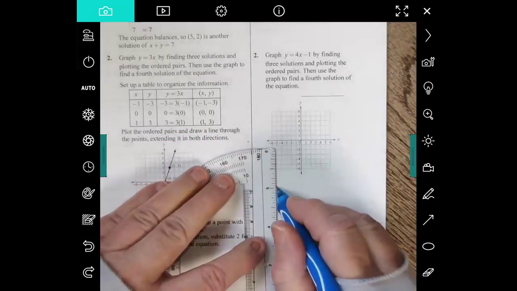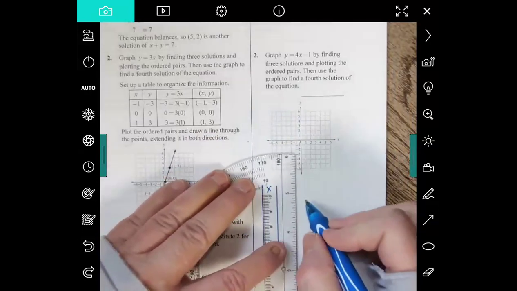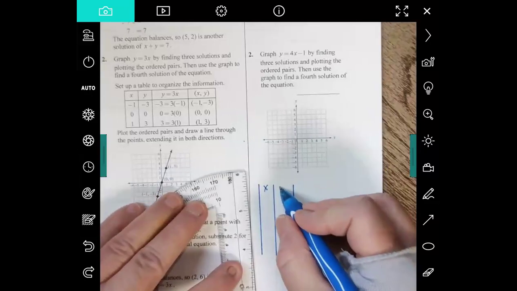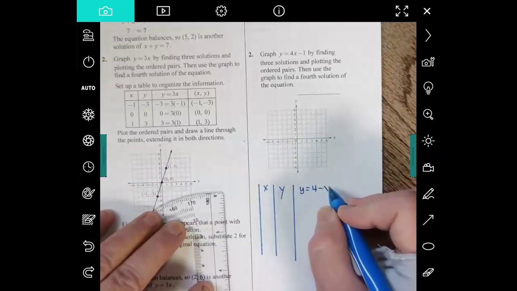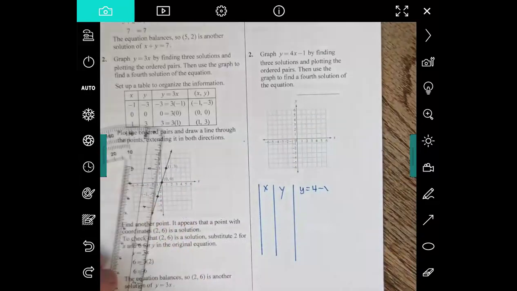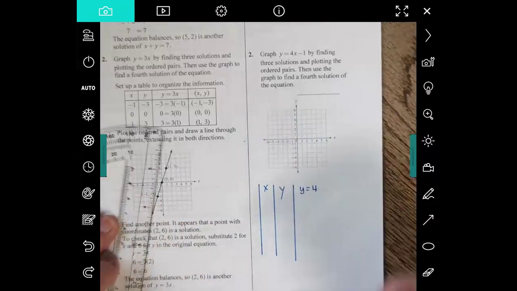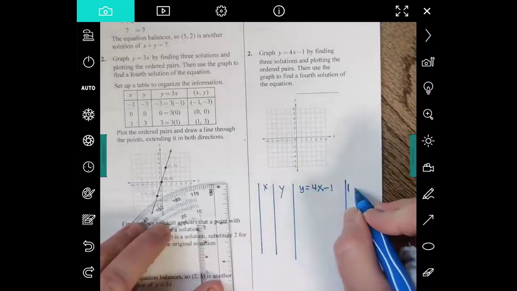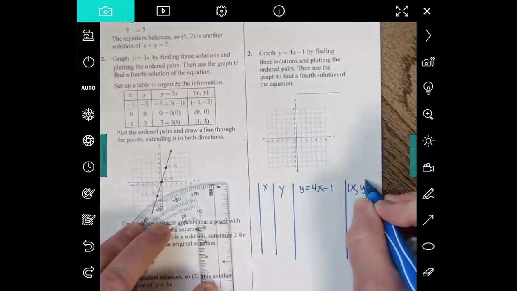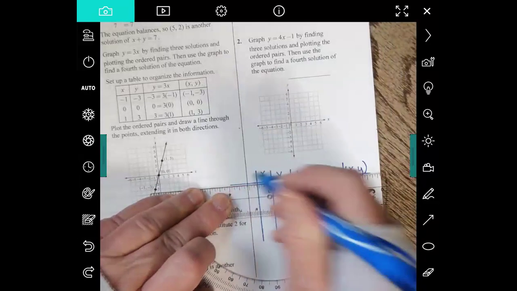Okay, so I'm going to make my table down here. X, Y, and then Y equals 4x minus 1. Oops, a writing problem. It should be 4x minus 1. I'm going to leave myself a little extra space, and I'm going to go over here and put the point on my graph is going to be x comma y. So that's the table that they like us to make, and it seems reasonable, I guess. Required, but okay.